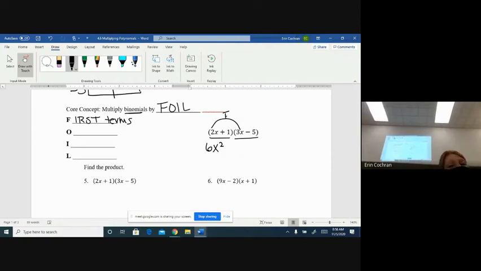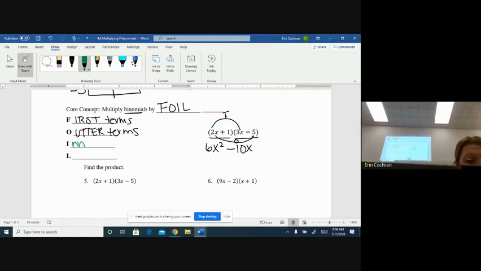The O is our outer terms. So the farthest ones apart. So what are the farthest ones apart? 2x and -5. So what is 2x times -5? -10x. You see how that's kind of like the distributive? I take 2x and I multiply by everything in the other one? Yeah. So what do you think I is going to stand for?